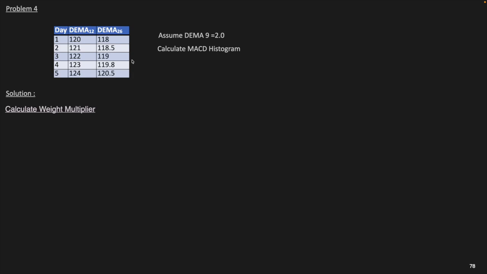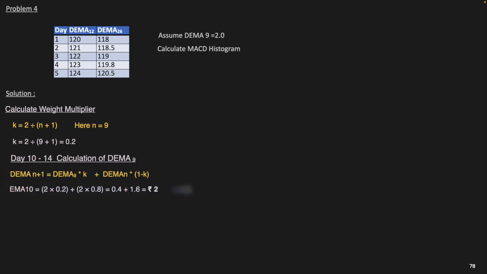MACD values come here, and we are going to calculate that. So let us see how it happens. Here n is equal to 9. So k is equal to 2 divided by n plus 1. We have plugged in the value of n is equal to 9 plus 1, which is equal to 0.2. Now what are we going to do? We are going to calculate the signal value for n plus 1, n plus 2, n plus 3, n plus 4 and n plus 5. The formula will remain the same. Everything is same as we have done in the previous problem. This 2 value, where is it coming?